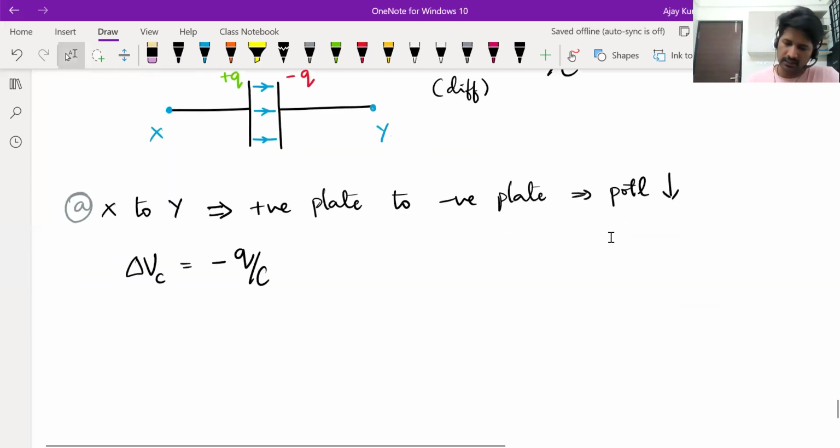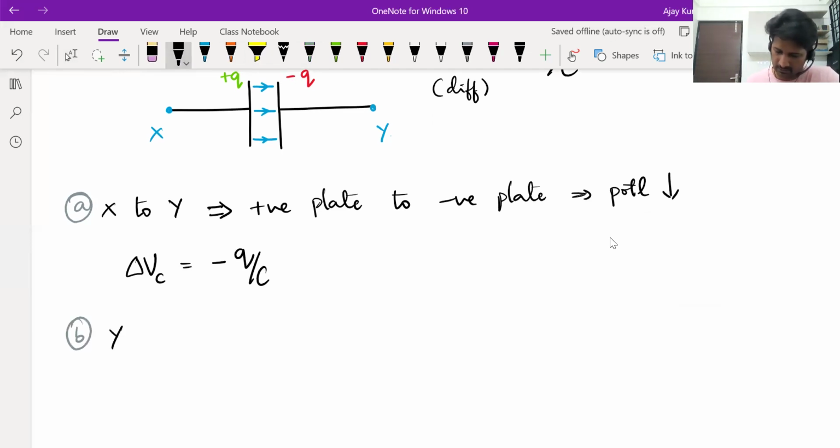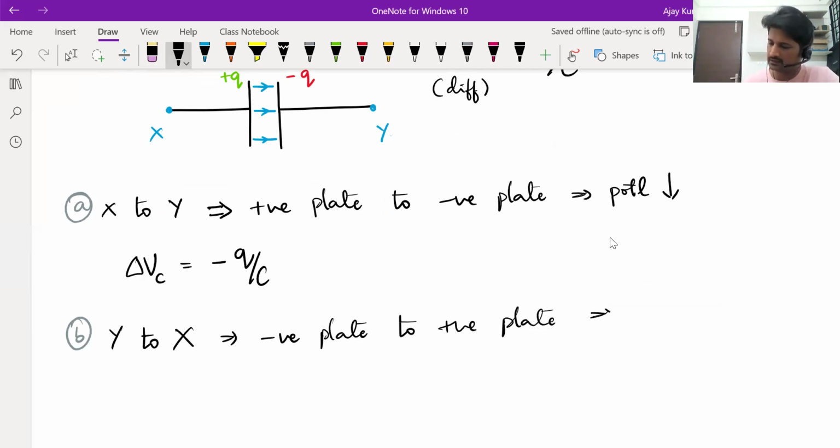Okay. And suppose you happen to move from Y to X. Y to X is from negative plate to the positive plate. In that case, the potential increases, and if potential increases, the change in potential should be taken Q by C.